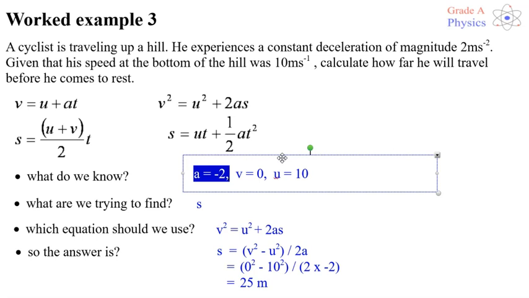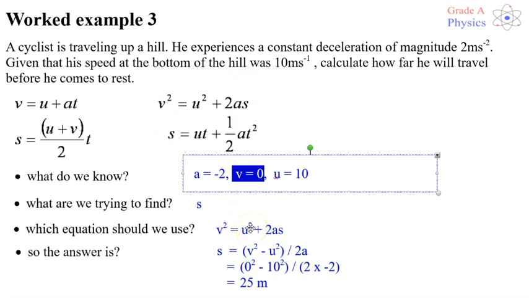It says the speed at the bottom of the hill is 10. Okay, that's the initial velocity. How far will he travel? We're trying to find s, the displacement, before he comes to rest. That's another common phrase. So a lot of this is to do with language. Comes to rest means the final velocity is 0. So in this case, we know a, v, and u. We're trying to find s. So we need to look at which of these 4 has a, v, u, and s. And we should be able to notice that it's v squared equals u squared plus 2as.